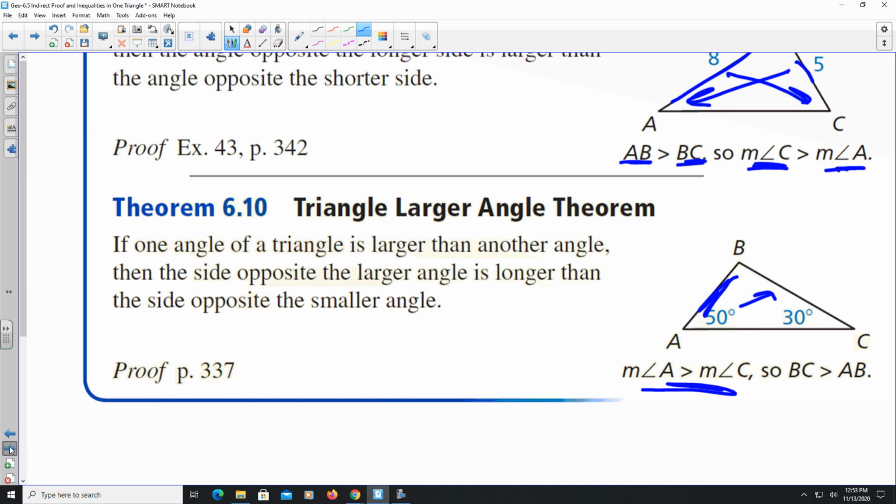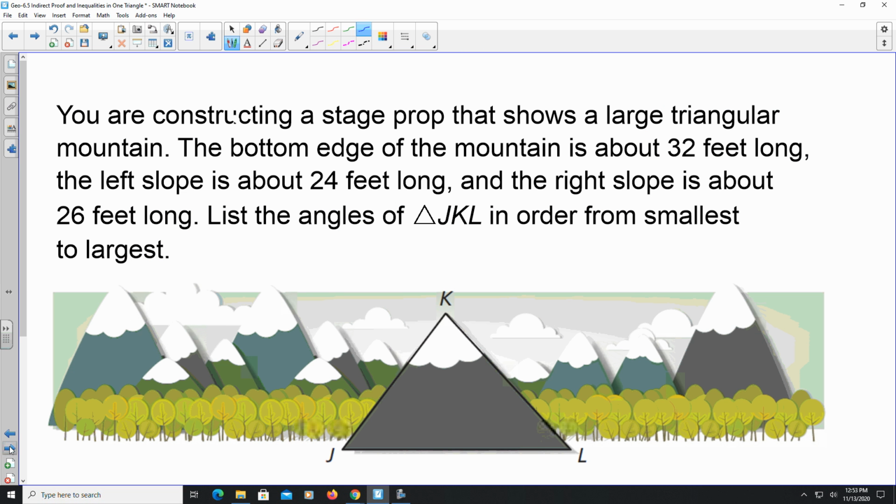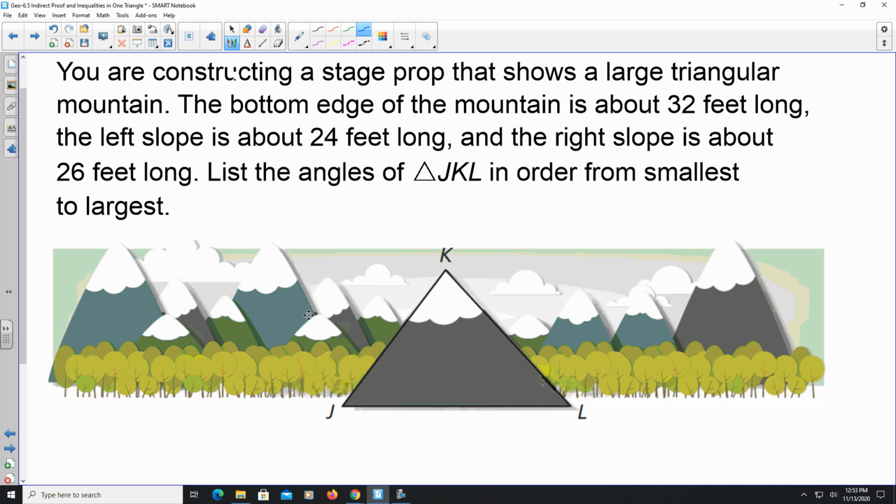With that being said, it says you are constructing a stage prop that shows a large triangular mountain. The bottom edge of the mountain is about 32 feet long, so I'm just going to write 32 feet. The left slope is about 24 feet long, so I'm just going to write that in. And the right slope is about 26 feet.